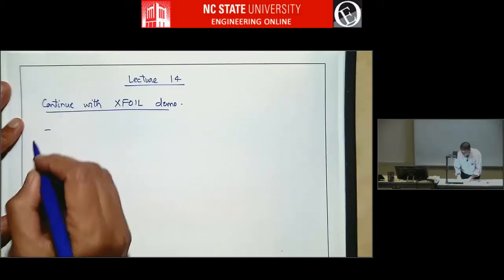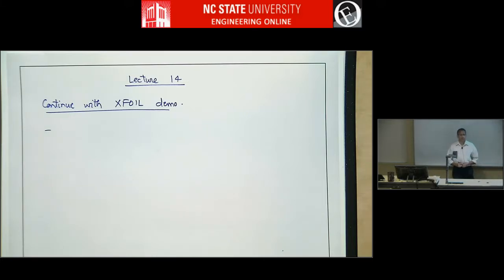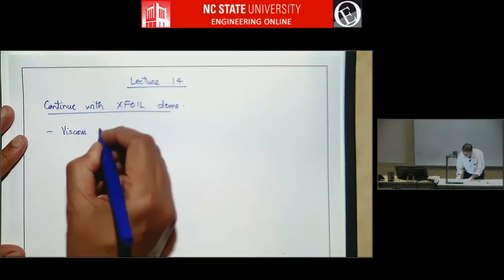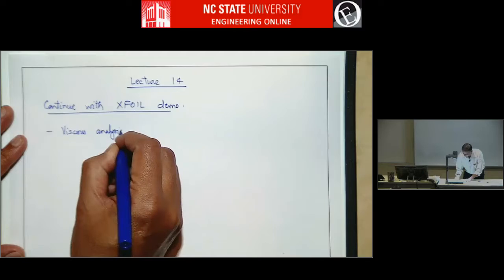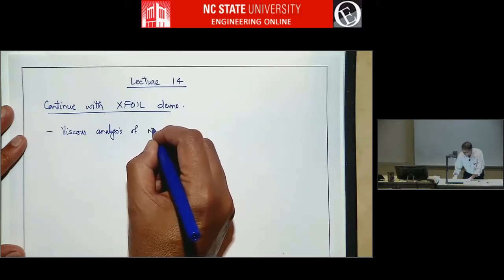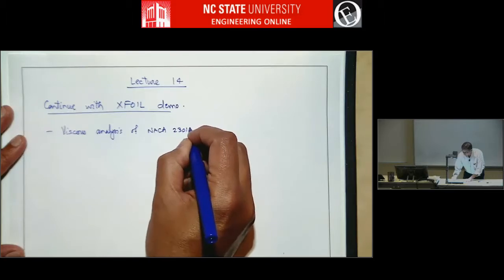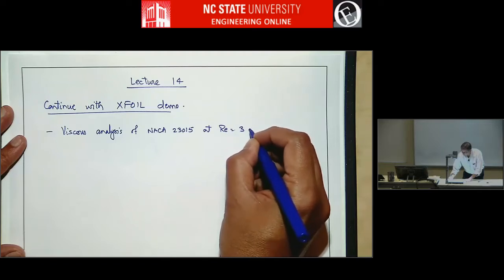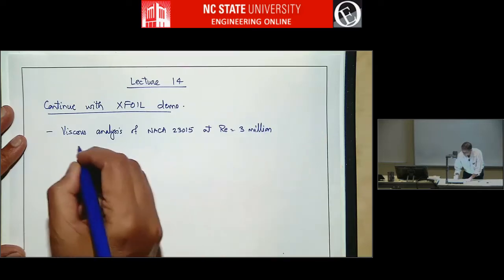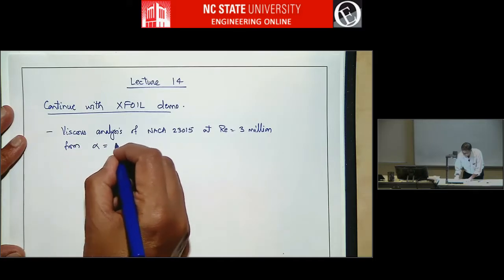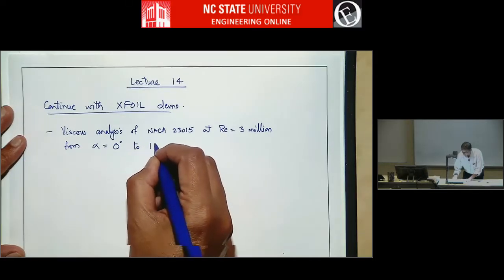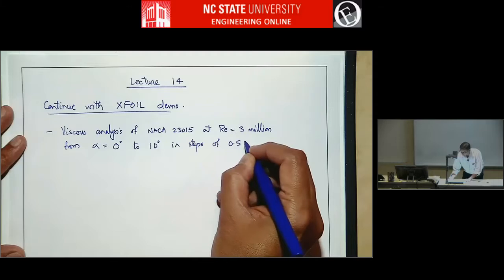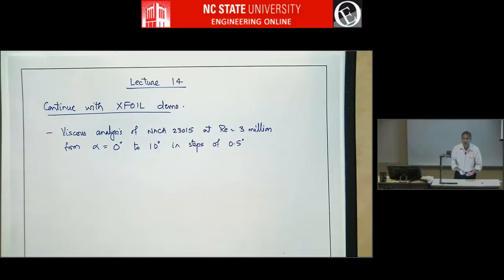What we are going to do now is run a sequence of angles using viscous analysis, of some airfoil, let's say NACA 23015. I'll just pick a Reynolds number of 3 million, from alpha equals 0 degrees to 10 degrees in steps of 0.5. This is just as an illustration.